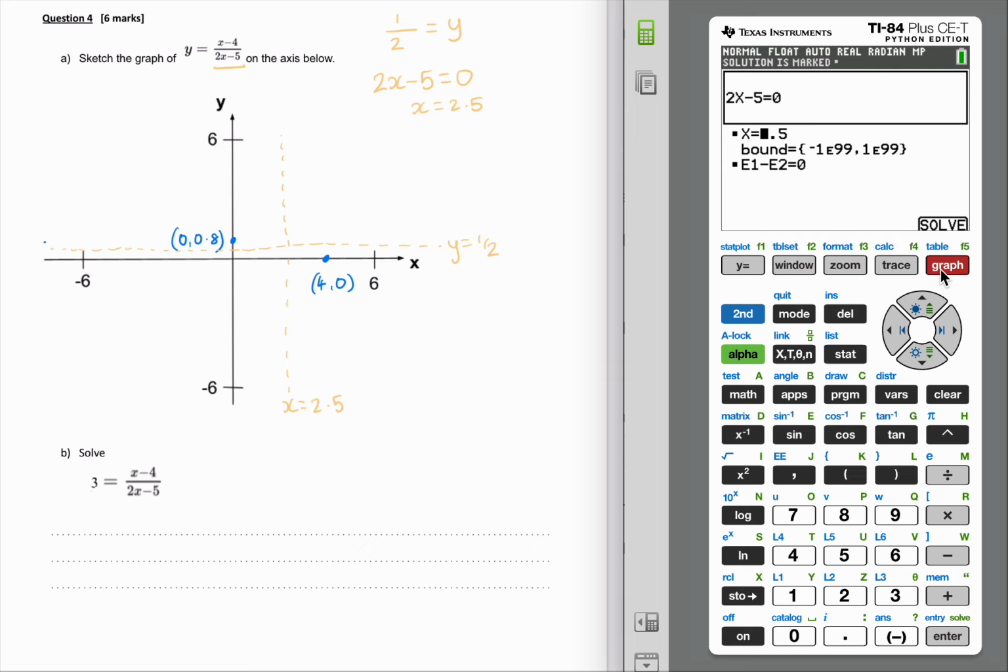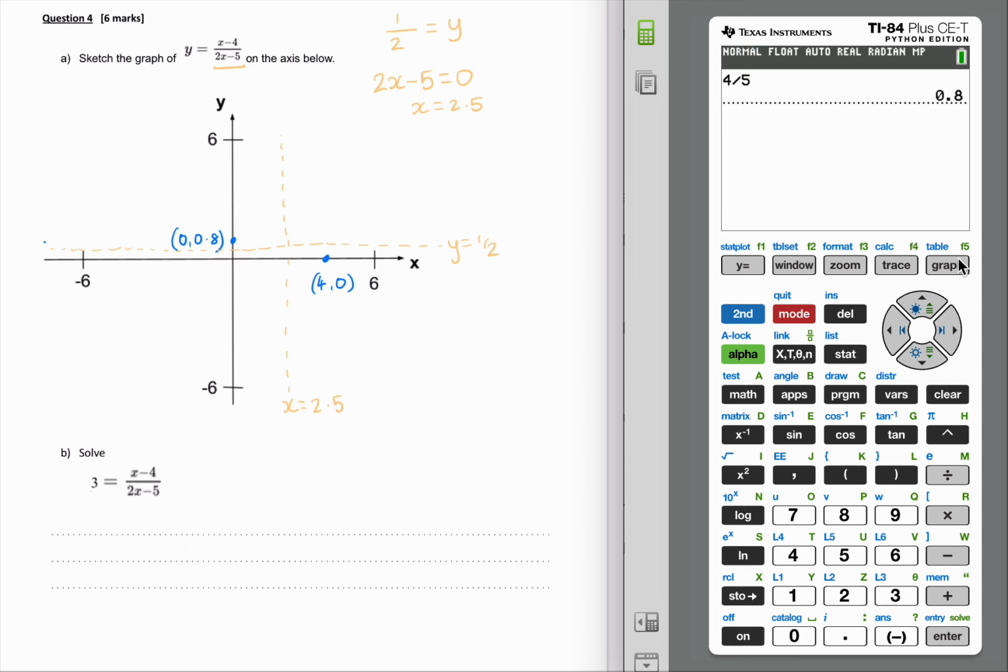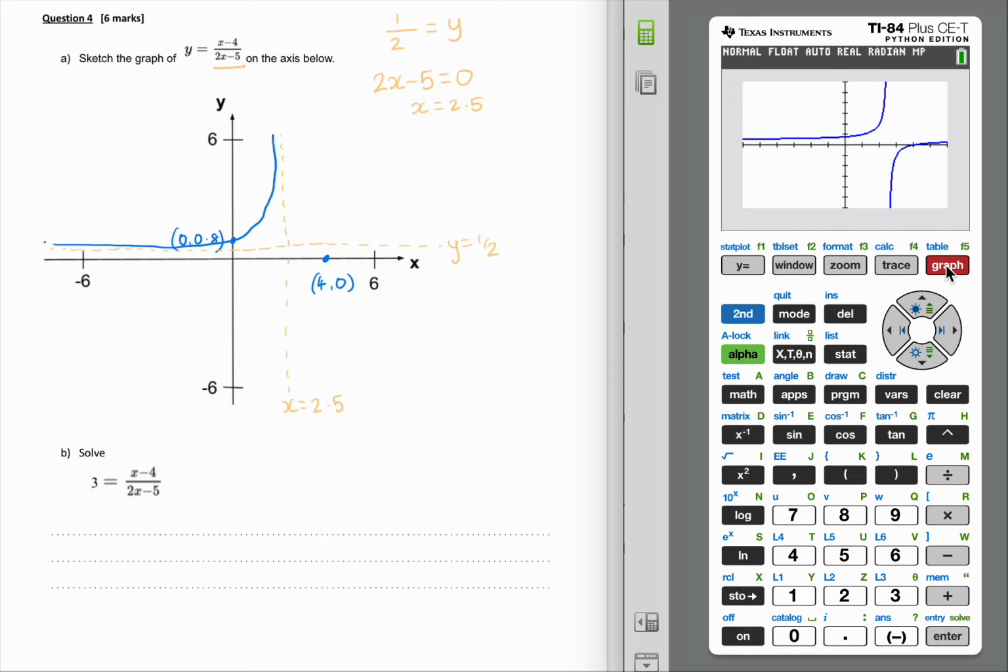So now I have all of the points of interest drawn on my graph. And if I come out of that, then I can graph and go back to this. Now I can see where to draw my graph. So it comes from the asymptote through that intercept and kind of hugs that asymptote. And then this one comes something like this. So that would give me the full marks for the first part of the question.